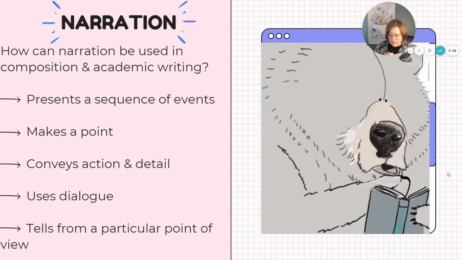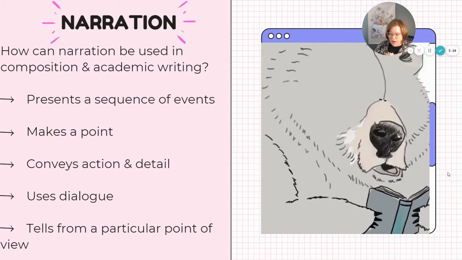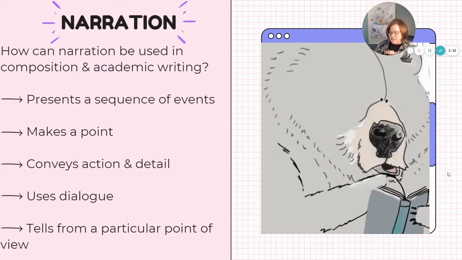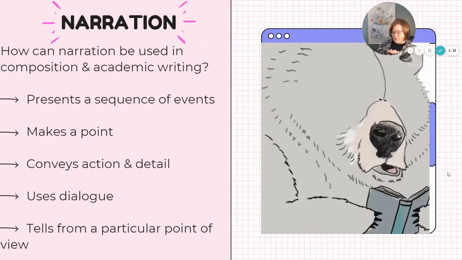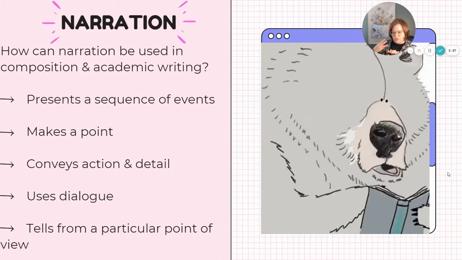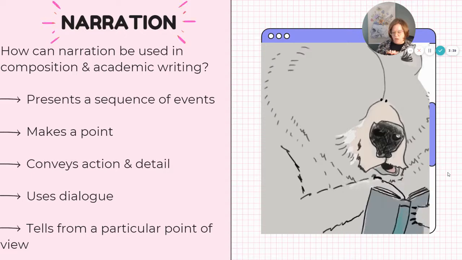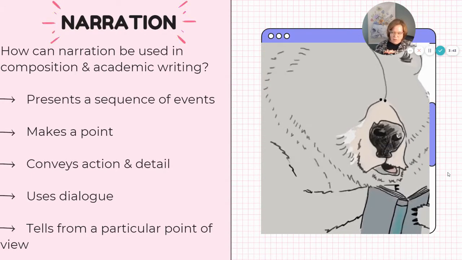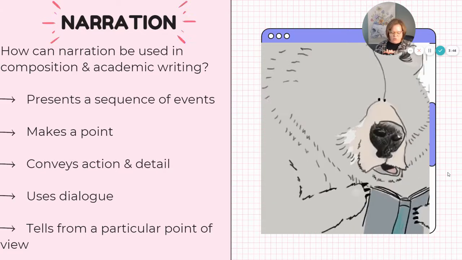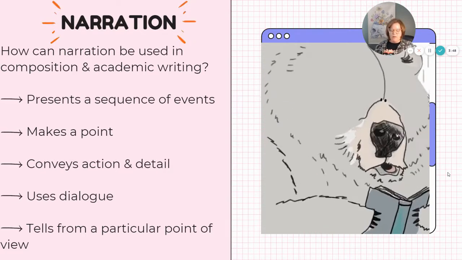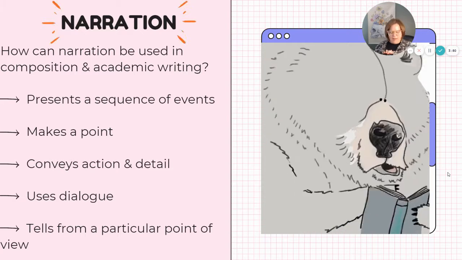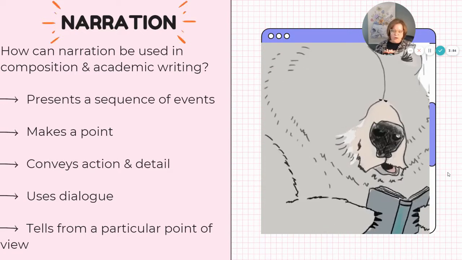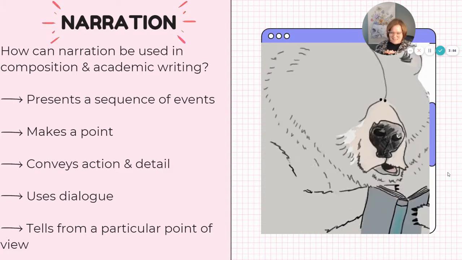Now, how can you do this in academic and composition writing? You can do it through presenting a sequence of events to your readers. Sequence of events is how an event occurs, and there are three ways that you can do sequence of events. The first is chronological order, and that's the order in which things occur, beginning to end. It's how we most often describe things. If you were talking about the birth of your child, you would talk about the day they were born, their milestones, each milestone, the moment they happen, and then up to whatever point you're going to, A to Z.